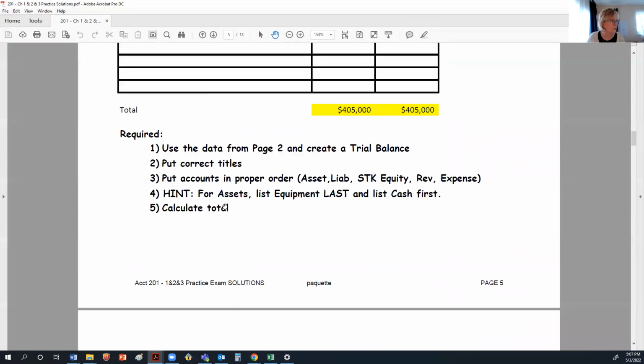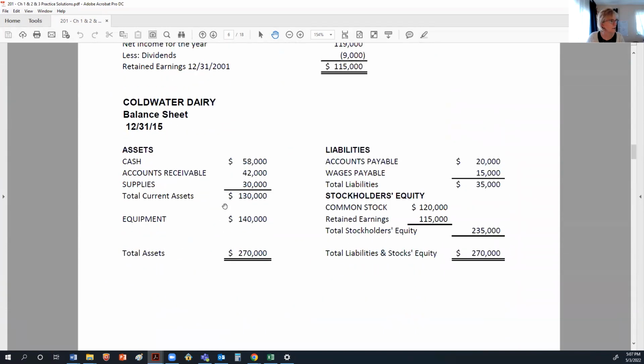Okay, and so let's go down and look at the balance sheet. Do not forget, if you have current assets, you want that total there.